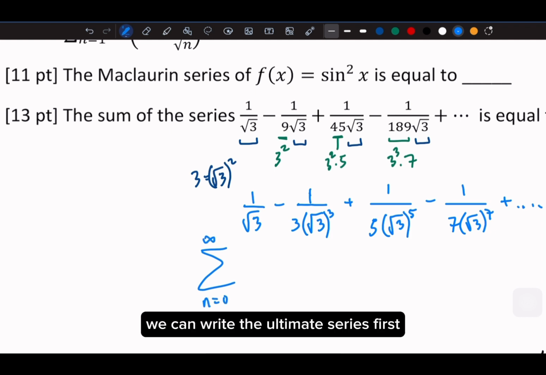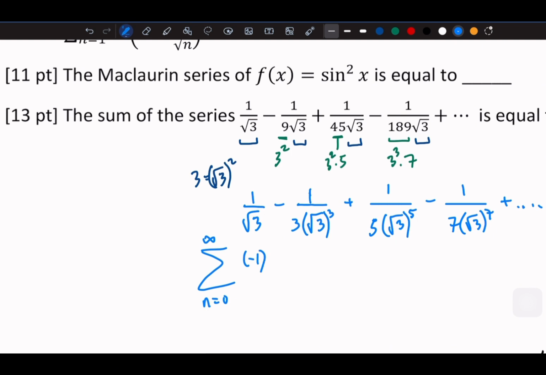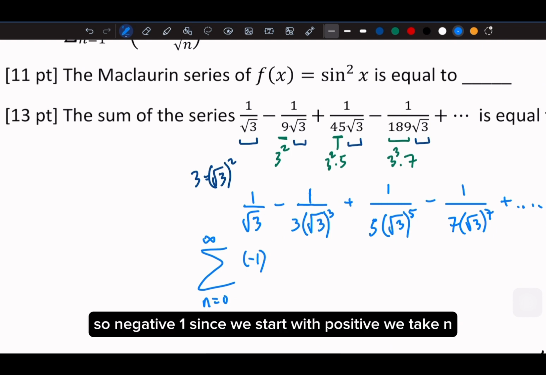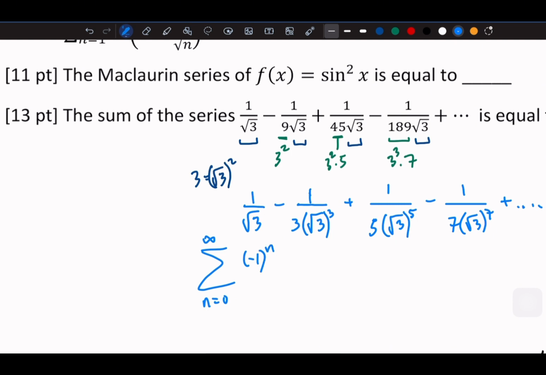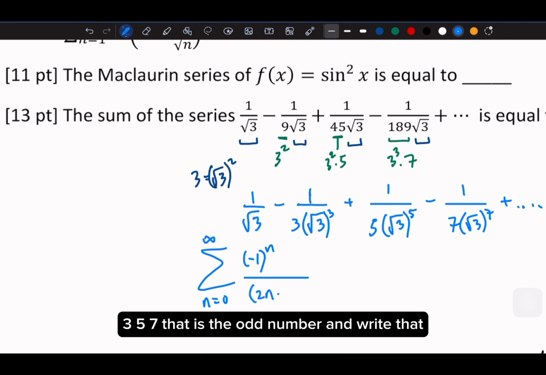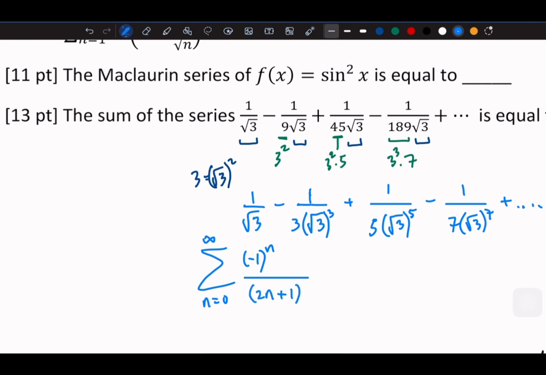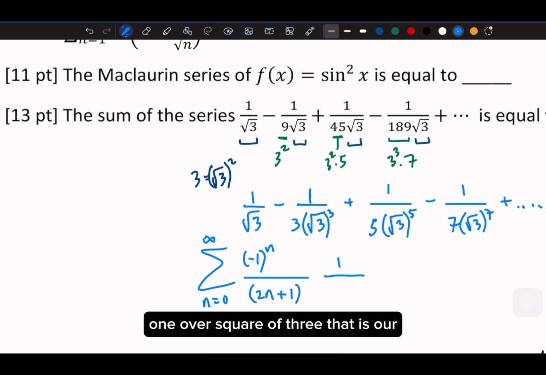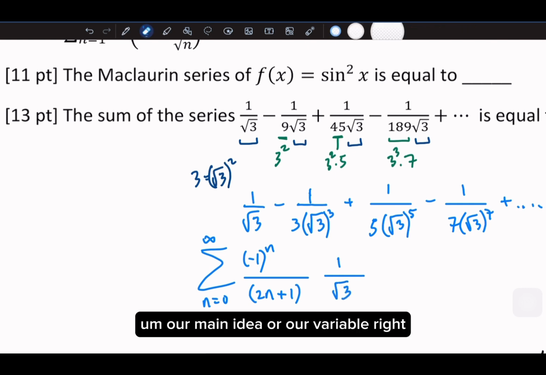We can write the alternate series first. So -1, since it starts with positive, we take n, okay? And then we have on the bottom side, we have 1, 3, 5, 7. That is the odd number. We can write that. And then we have 1 over square root of 3. That is our main idea or our variable, right?